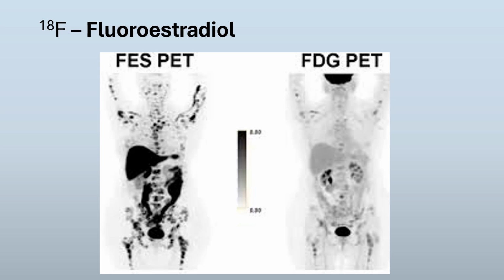So this is looking at FES PET versus FDG PET in the same patient. There are a lot of areas where that breast cancer metastases is taking up that overexpression of the ER receptors. It is pretty typical in patients with breast cancer to receive both the FDG PET and the FES. It's not like it's one or the other. It's something that should be used together and compared.